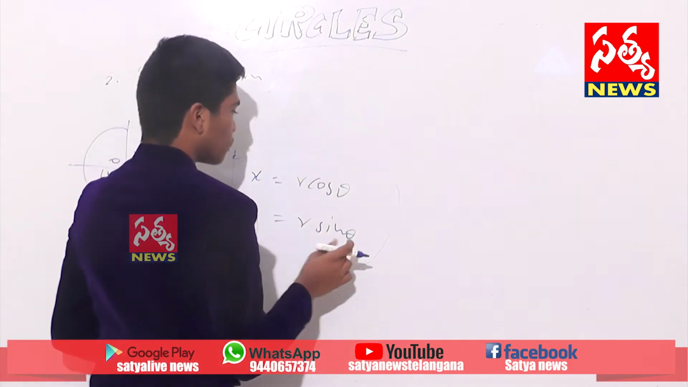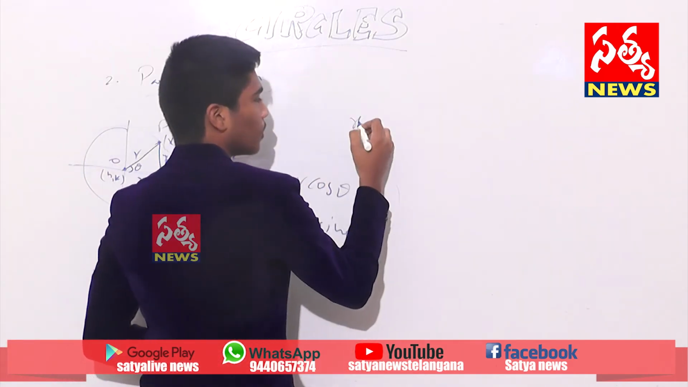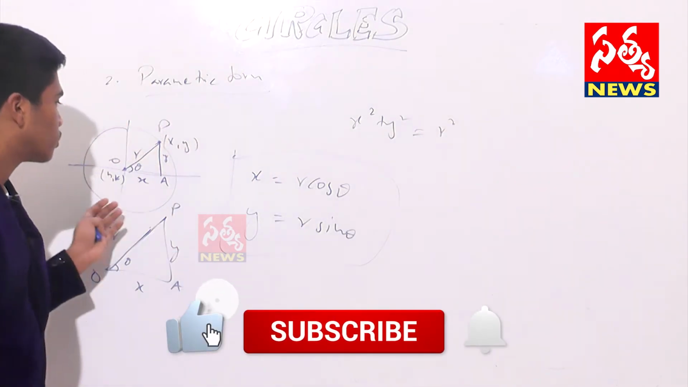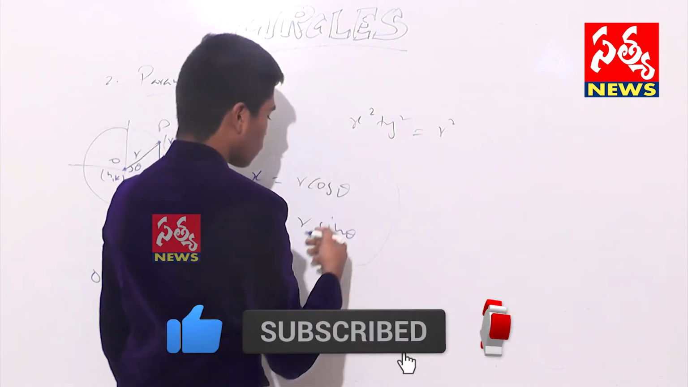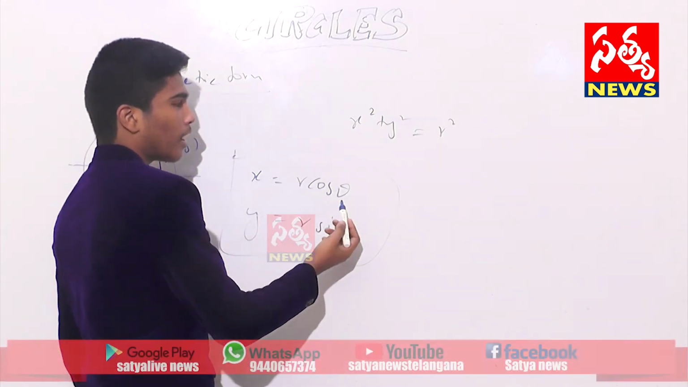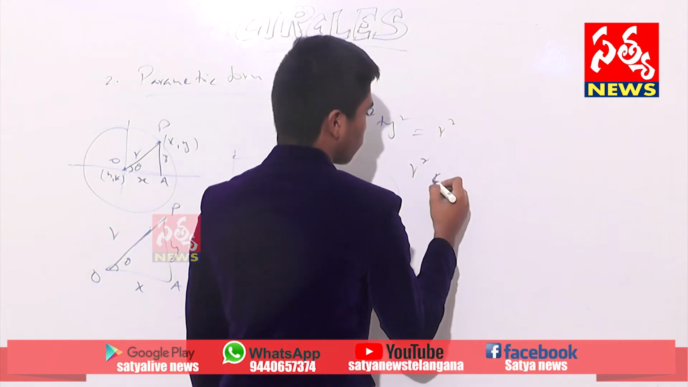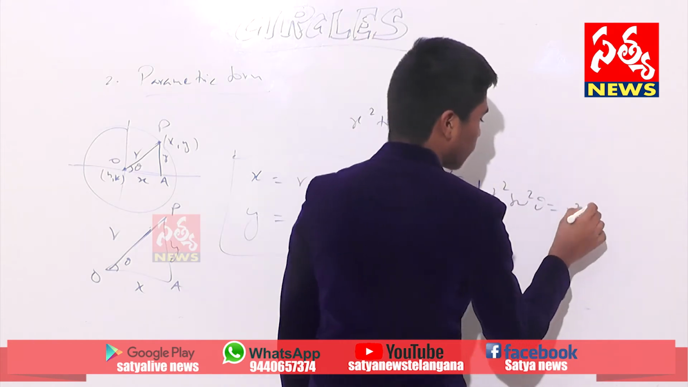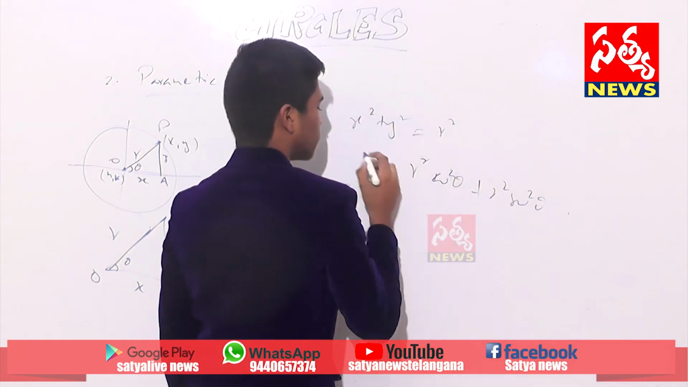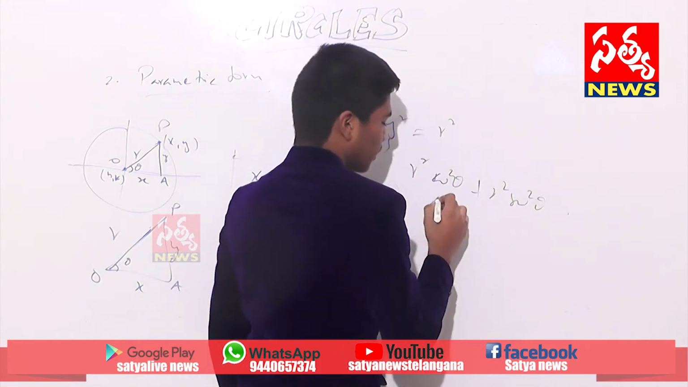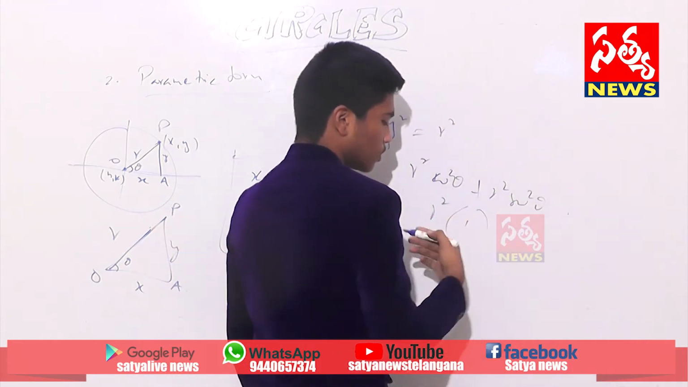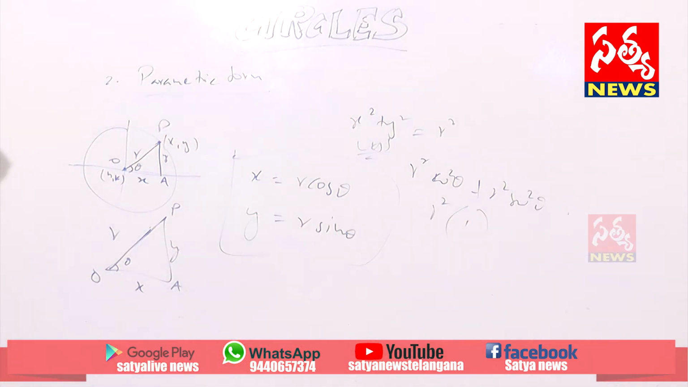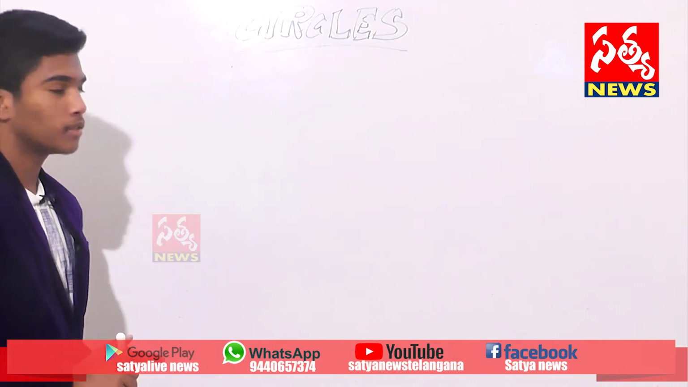We can put these values of x and y in the equation x square plus y square is equal to r square, which is the normal equation of a circle. We can get the proof also. Substituting here, r square cos square theta plus r square sin square theta is equal to r square. First of all, let's take the LHS. Taking r square common, sin square theta plus cos square theta is 1. So r square is equal to r square. Hope you got it. And here comes the general equation of the circle.